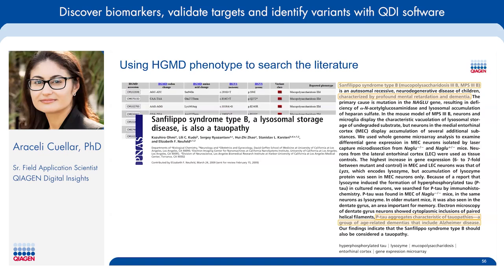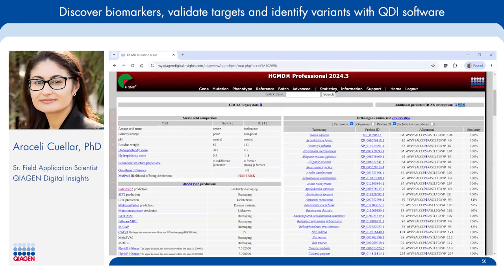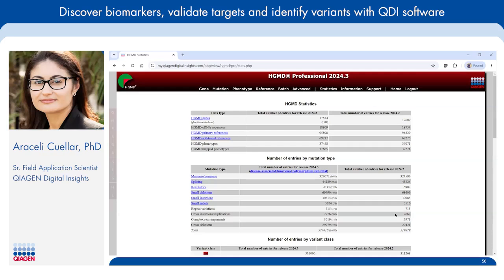So HGMD is updated on a quarterly basis. So every quarter, you'll get a release of new information. And you can always get that information here. If you go under statistics, it will display what was updated from the previous version. So here you can see the updates in terms of the content.